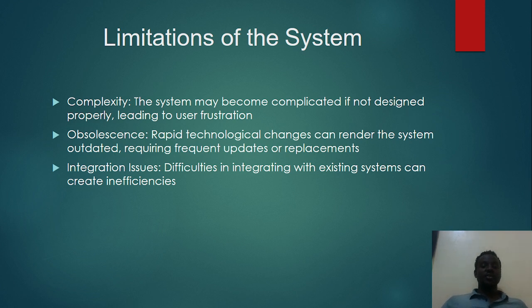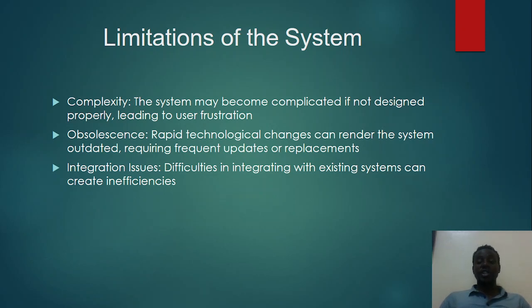Then the limitations of the system. There's complexity, because a database is an improved way of doing things. So there are complexities. The system may become complicated if not designed properly, leading to user frustration. This is very common because a database may be a new thing to a person, which may make it difficult to be used. There's obsolescence.